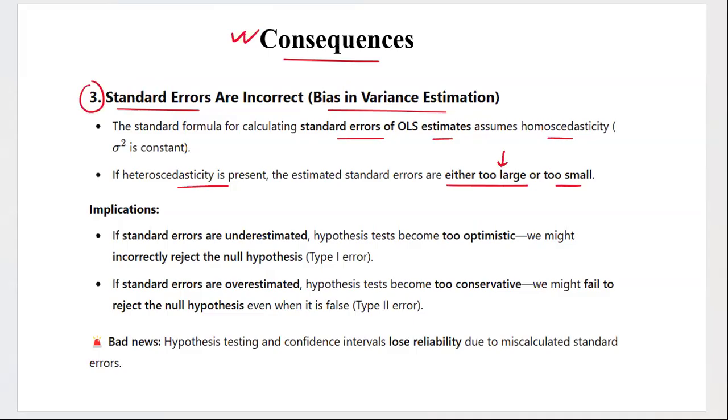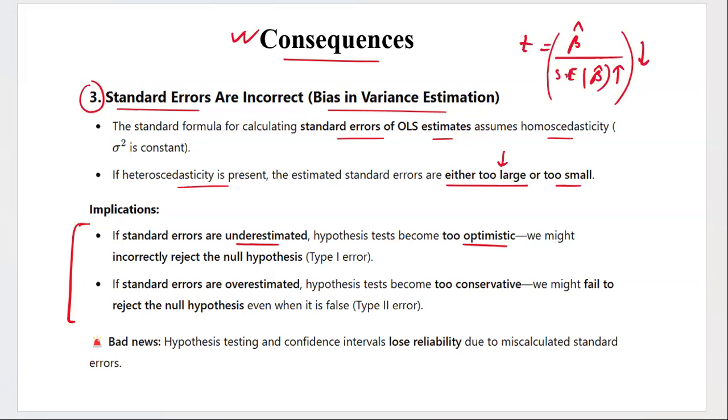So if you have large standard errors, by looking at the figure you can say that heteroscedasticity might be present in your model. And what are the implications? If standard errors are underestimated, hypothesis tests become too optimistic, because the T statistic is beta cap upon standard error of beta cap. If the standard error is very large, altogether this T statistic will be lower. Or it could be overestimated, hypothesis testing could become too sensitive, and we might fail to reject the null hypothesis. So there is a possibility of both type 1 error and type 2 error if heteroscedasticity is present in your model.